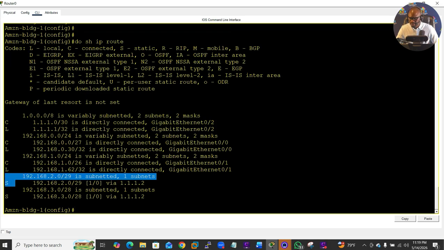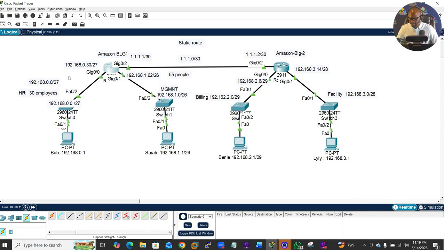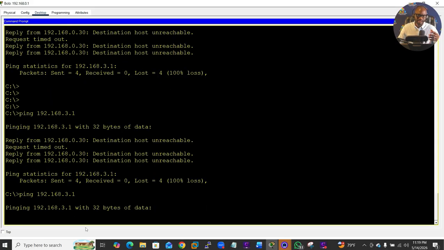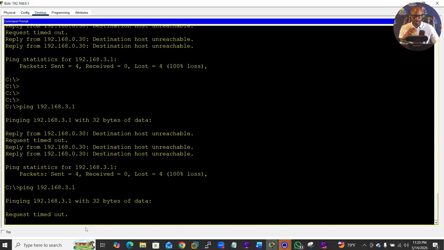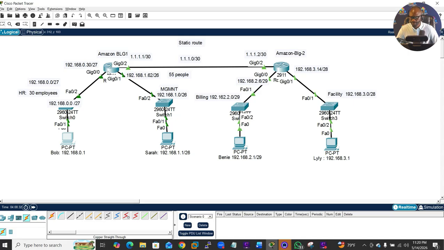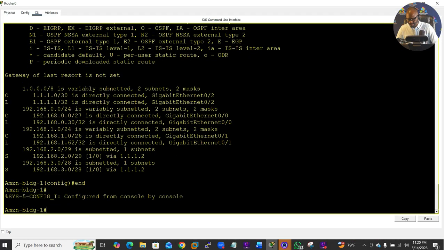The first entry is 192.168.2.0/29, which is going to 1.1.1.2, the router's IP in building 2, and the next network is this one. So which means building 1's router knows now the path to go to building 2's networks, right? So if we ping again from Bob's, now we should get request timeout as a response, just because in building 2 we haven't set up the return traffic yet. Make sense?